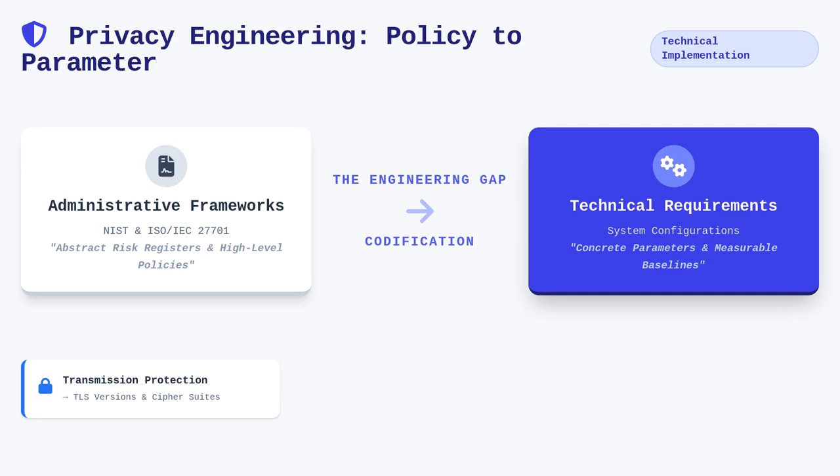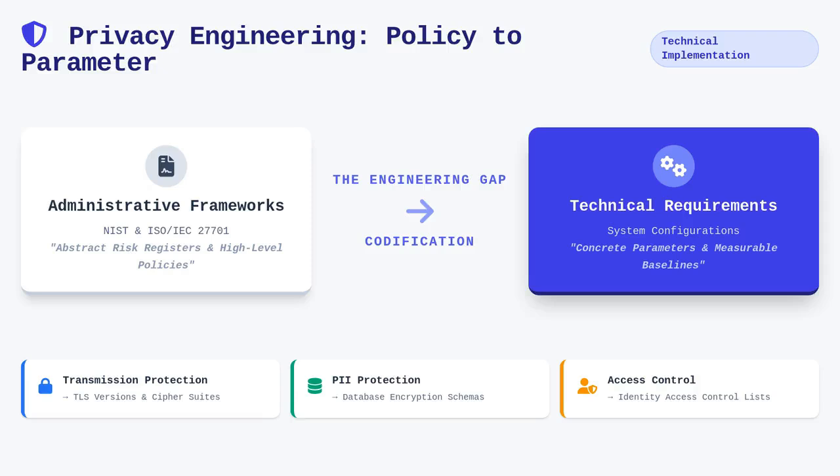We essentially map the abstract language of risk registers into concrete firewall rules, database encryption schemas, and identity access control lists. This transition from policy to parameter is where privacy engineering actually happens. By standardizing these mappings, we allow the security team to evaluate the system against a known, measurable baseline rather than an ambiguous set of expectations.